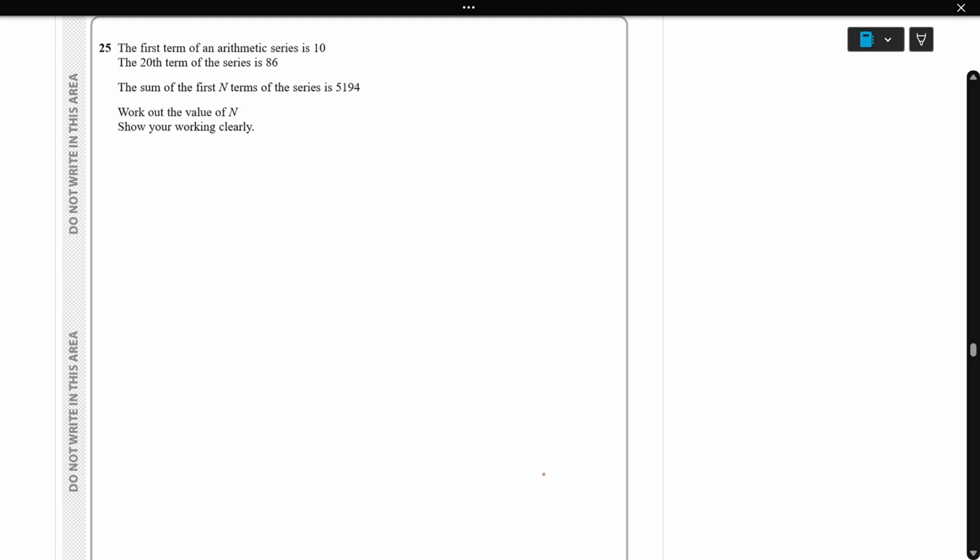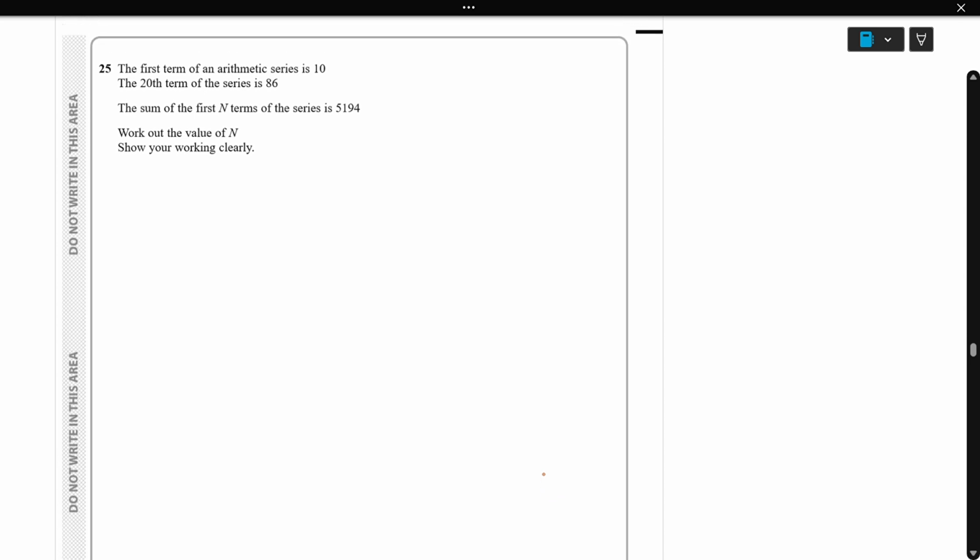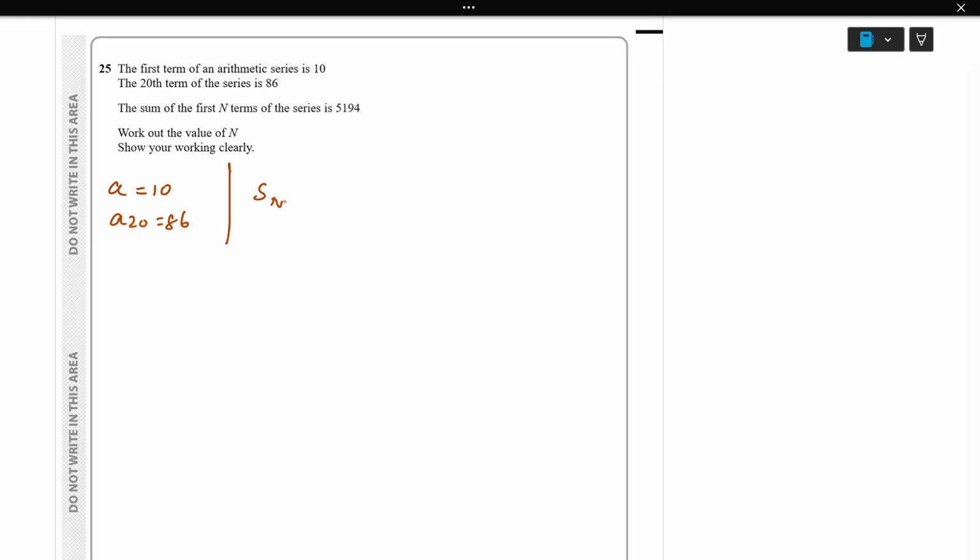Next, question number 25. The first term of an arithmetic series is 10, so we know that a equals 10. Then the 20th term of the arithmetic sequence is 86, so a20 equals 86. The sum of the first n terms, which is Sn, equals 5194. Work out the value of n. We need to calculate n.